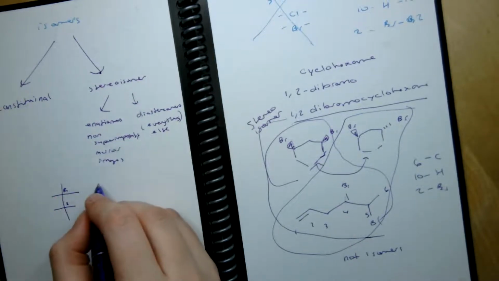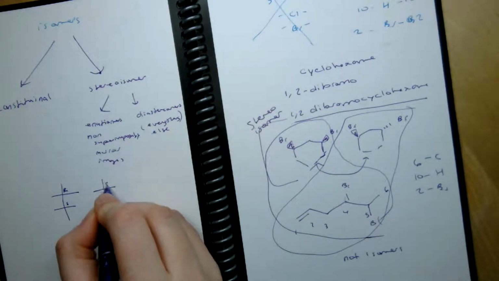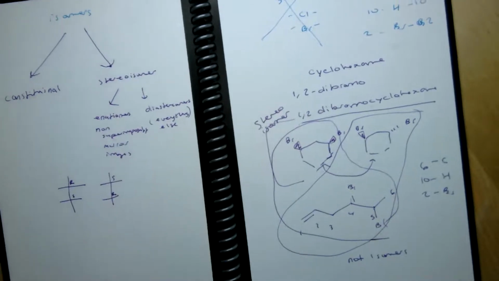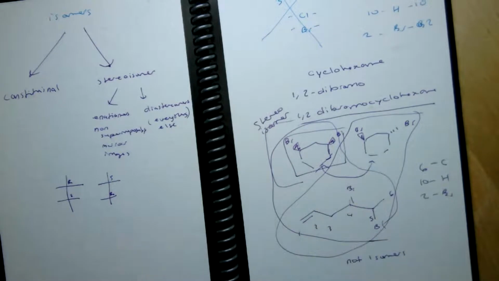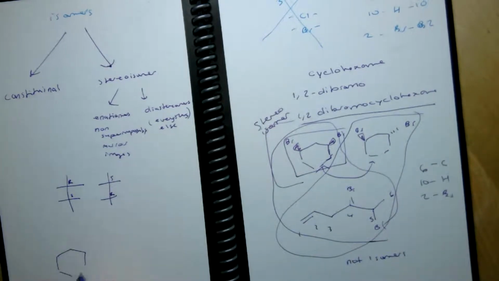But even though it has 2 chiral centers, the mirror image of it is identical and it is superimposable. So because there's a plane of symmetry through the middle, even though it has 2 chiral centers, it actually is a meso compound. So this is a meso compound because if you took the mirror image of this, there's a plane of symmetry right down the middle.